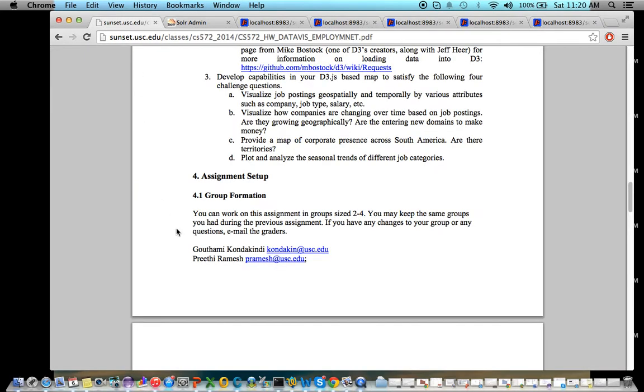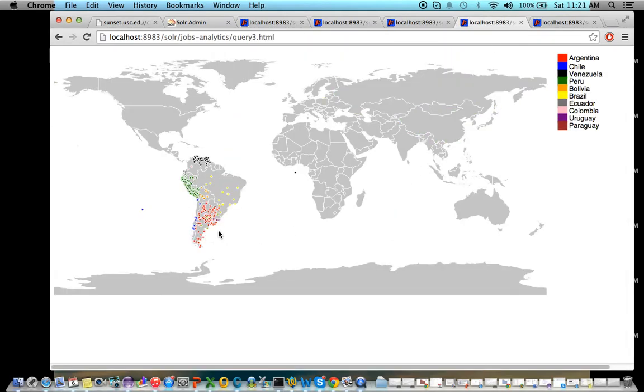Let's look at query 3. In query 3, we are supposed to provide a map of corporate presence across South America. We can say that the number of jobs in Argentina is the maximum. So yes, there is a corporate presence in South America.